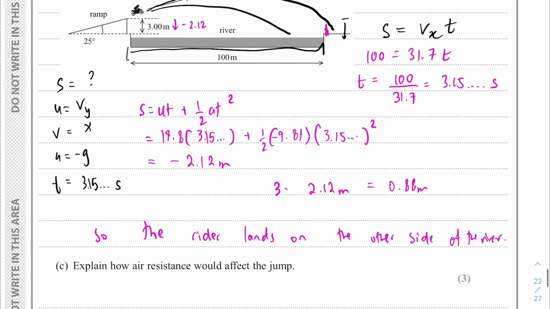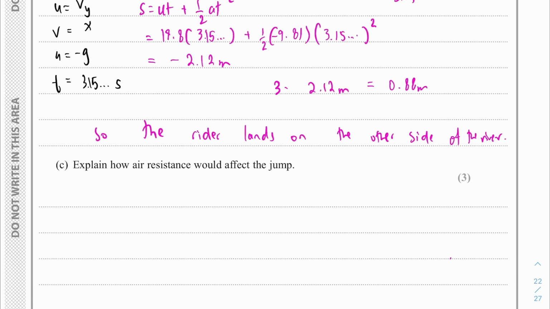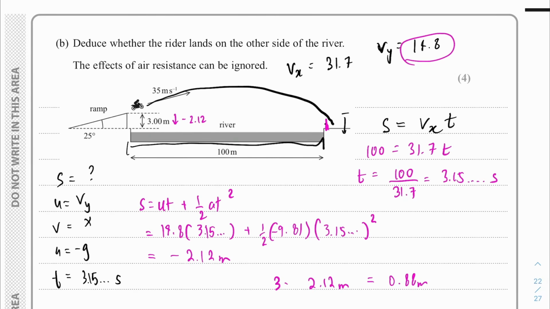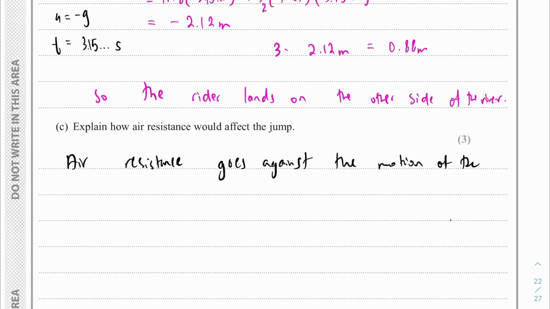So the next part says, explain how air resistance would affect the jump. What does air resistance do to the jump itself? Let's look back at the diagram here. Instead of this motion here, we will have a motion that is something like this, right? So air resistance will make it slower, and it probably won't make it land in the river. So what can we say about air resistance? We can say air resistance goes against the motion of the motorcyclist.